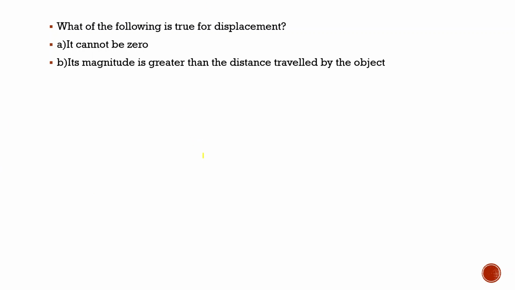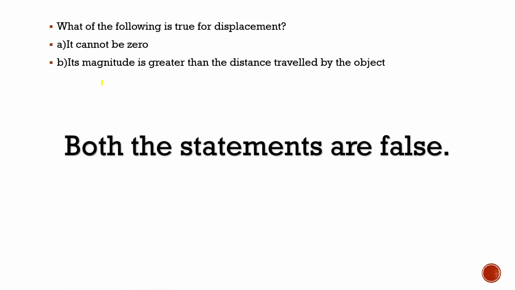No. Read the question. Its magnitude is greater than the distance traveled by an object. No. How can displacement be greater than the distance? Distance is the total path covered by an object, whereas displacement is the shortest distance covered by an object. So both are false. Both these statements are false.